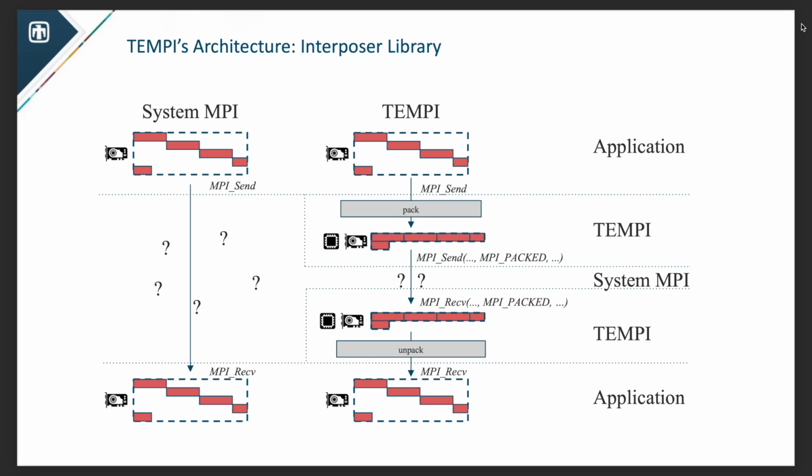But basically what TEMPI does is it will provide an alternate implementation of MPI send, which first packs the data in the way that I've described, and then we'll still rely on the system MPI to ultimately do the inter-process communication. And so TEMPI is basically a transparent interposer, a transparent layer interposed between the system MPI and your application. So this is how your application doesn't need to be modified.